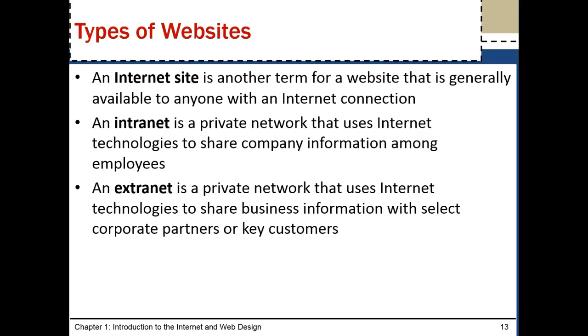And an extranet is also a private network that uses internet technology to share business information with selected corporate partners or key customers. So maybe USF wants to establish a connection with another university, another partner, maybe New College. So they create this link, a private network between USF and the other organization, which is New College, so that they can partner and share information.